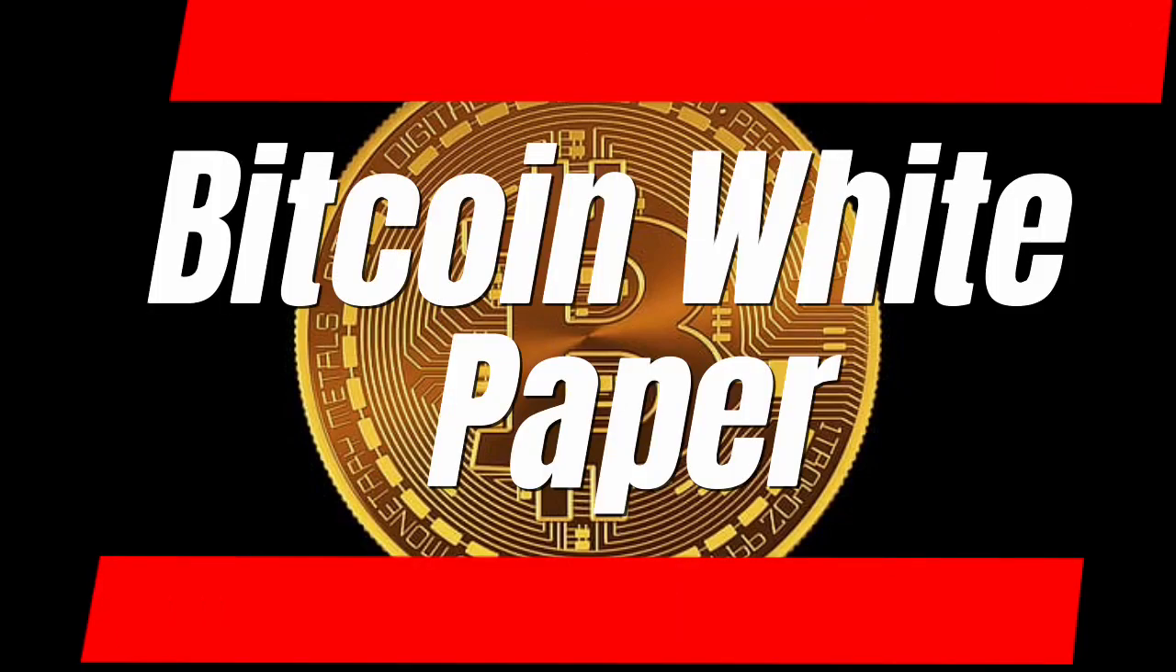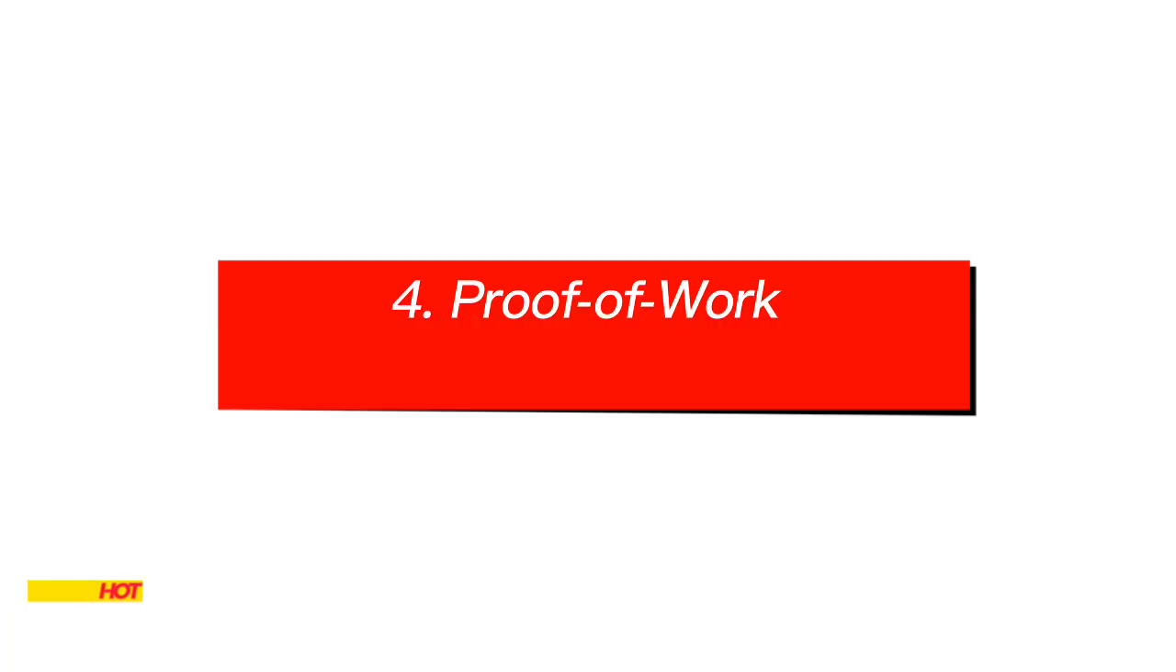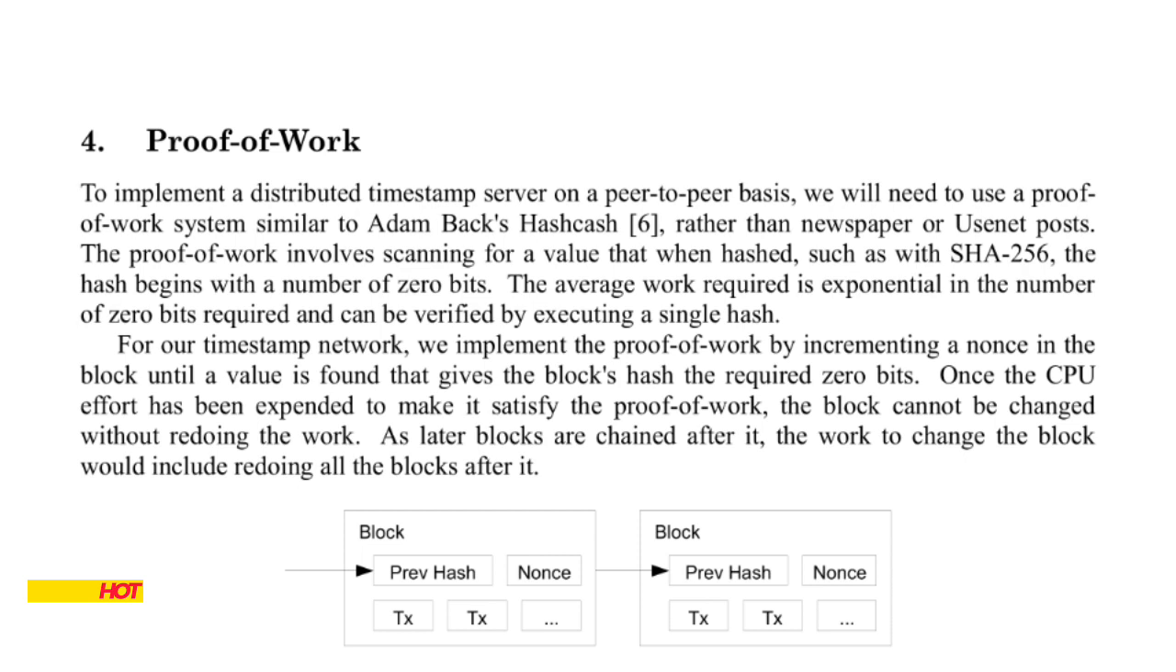Bitcoin white paper. 4. Proof of work. To implement a distributed timestamp server on a peer-to-peer basis, we will need to use a proof-of-work system similar to Adam Back's Hashcash, rather than newspaper or Usenet posts. The proof of work involves scanning for a value that when hashed, such as with SHA-256, the hash begins with a number of 0 bits.